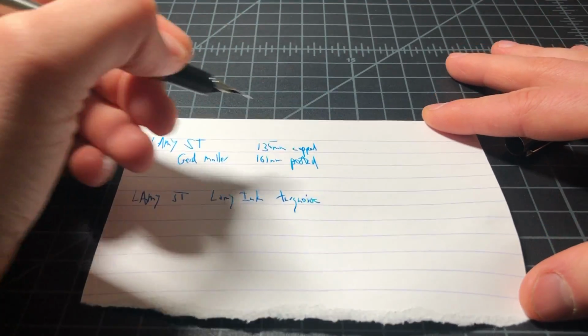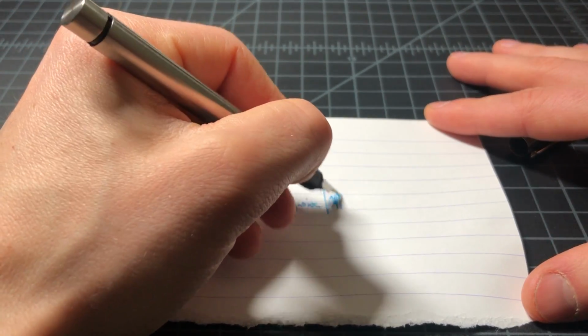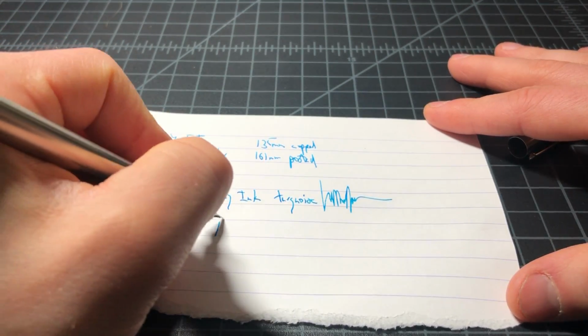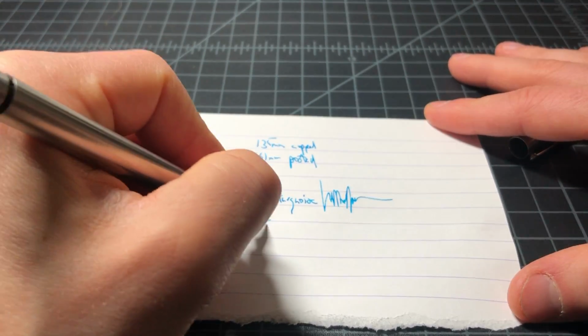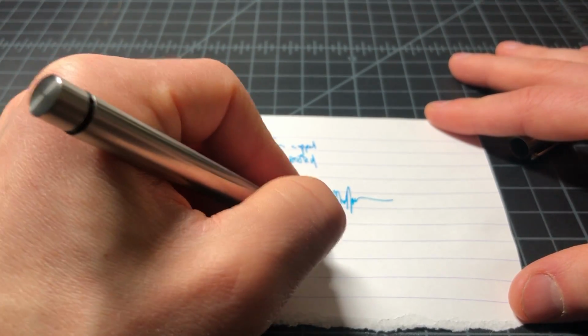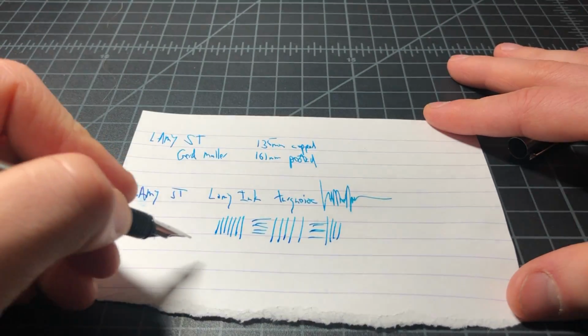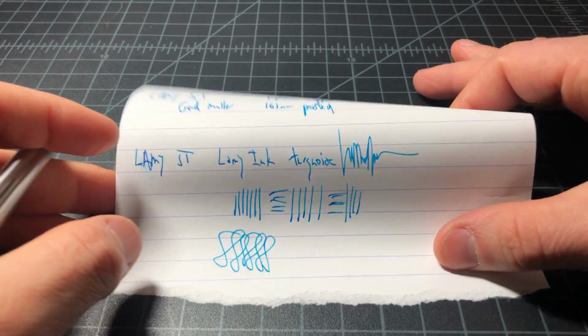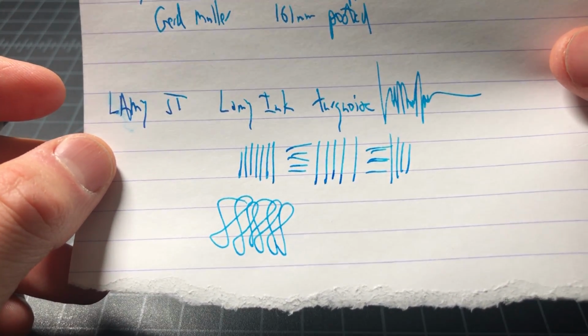I believe that's how you spell turquoise. And this is always very well behaved. I like the Lamy steel nibs. There's really no flex to them, but they're just comfortable day-to-day nibs and you don't have to worry about them. And then that Lamy ink is very well behaved.